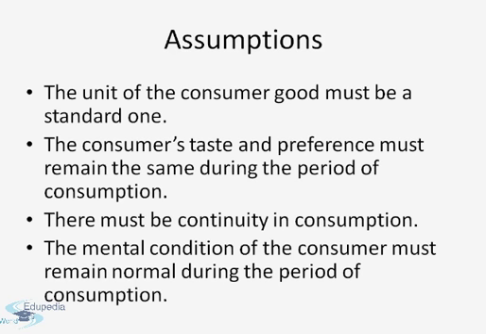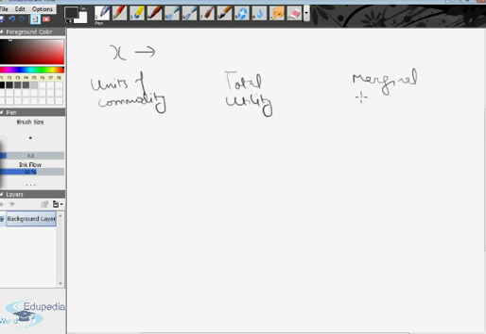Now, in order to further explain the law, we'll do that with the help of a schedule and a graph. Suppose a consumer has started consuming a commodity X, and the marginal utility schedule and the total utility schedule of the commodity X is given. Total utility from consumption of X, then marginal utility from consumption of X.